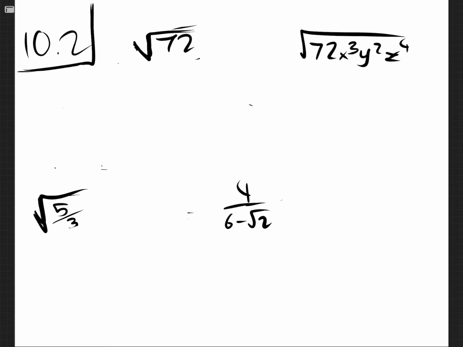So this is section 10.2, and basically what we're doing for this section is simplifying. So let's simplify square root 72. To do that, we have to prime factor 72.